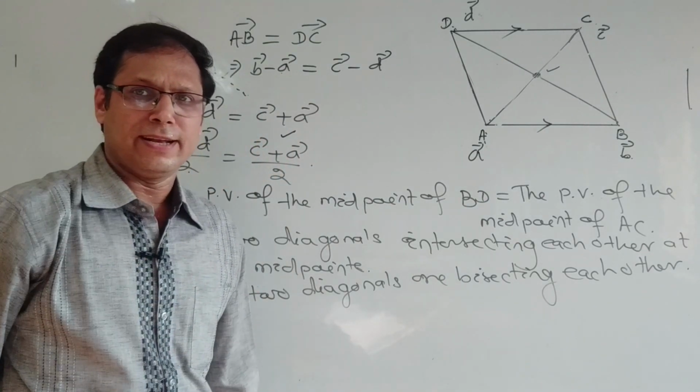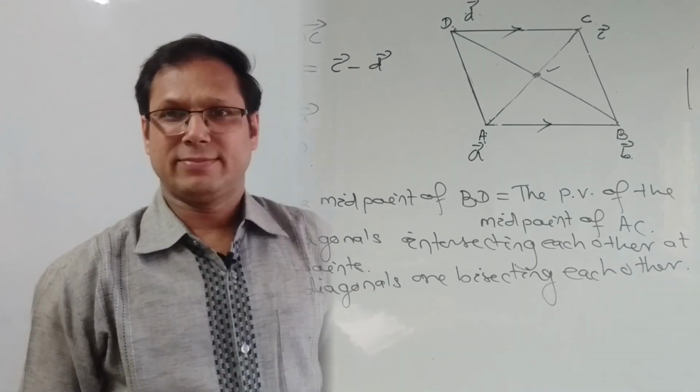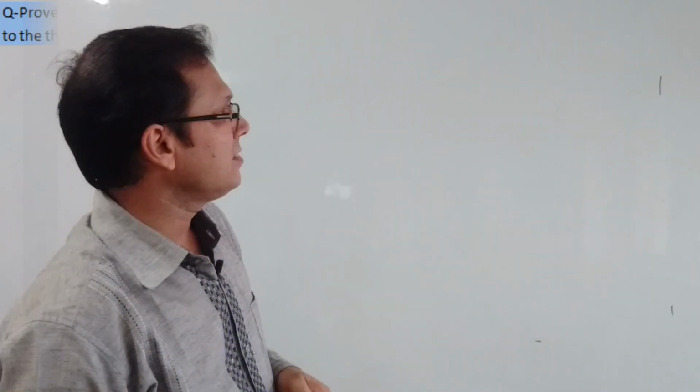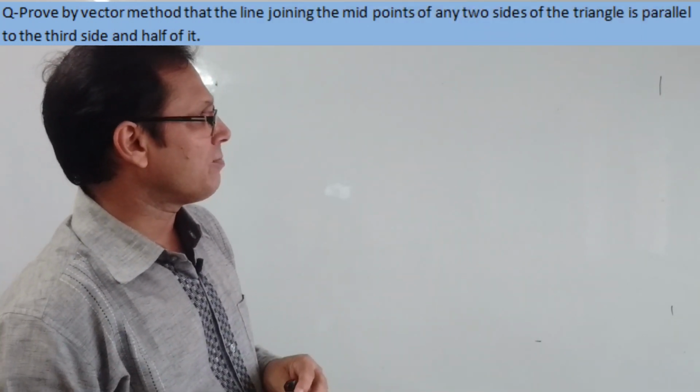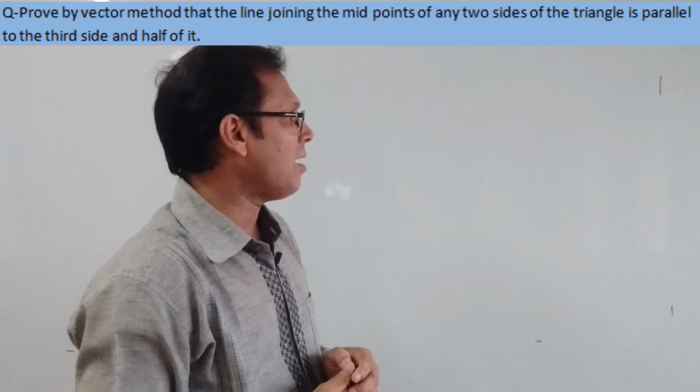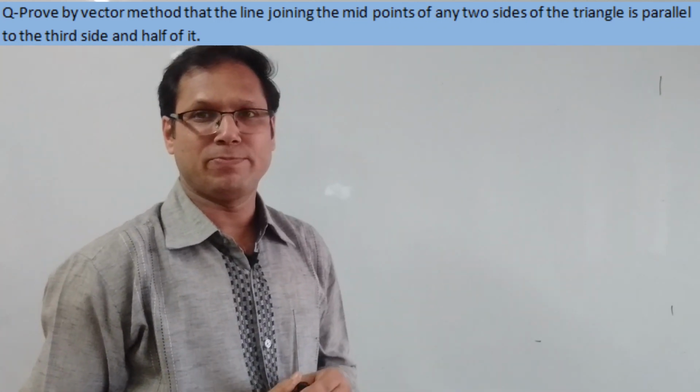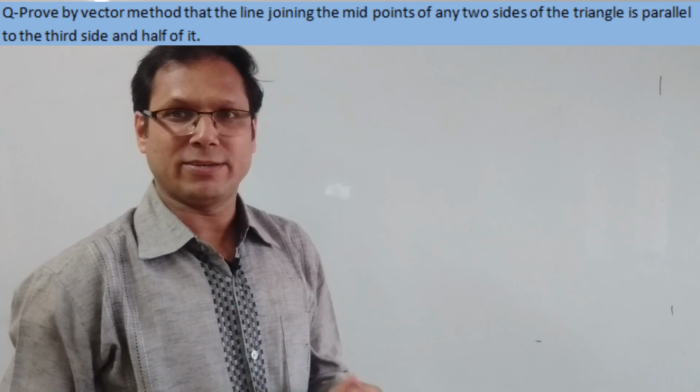Now I'll go to the next problem. Now we read the next question. Very interesting one. The line segment joining the midpoints of two sides of any triangle is parallel to and half of the third side. You have to prove this question by vector method.